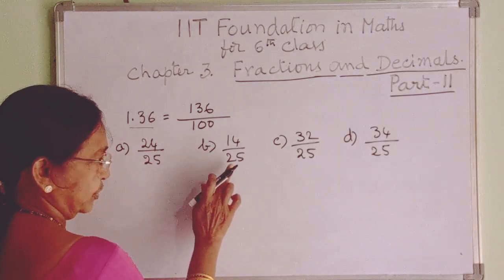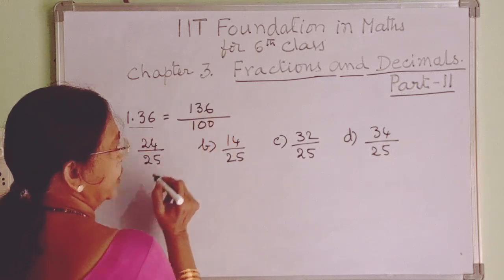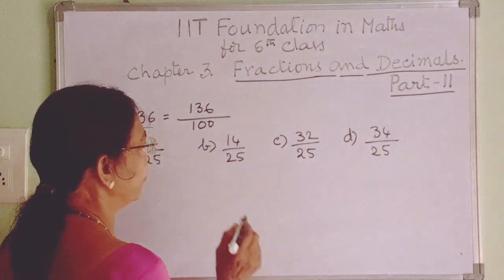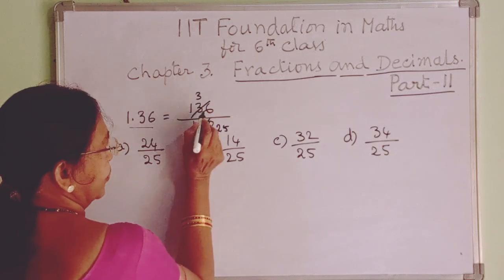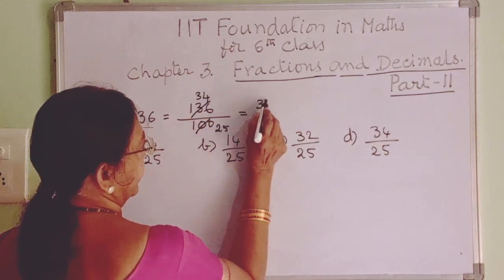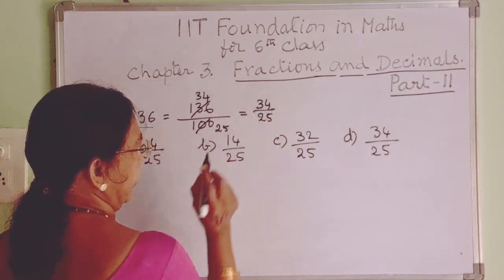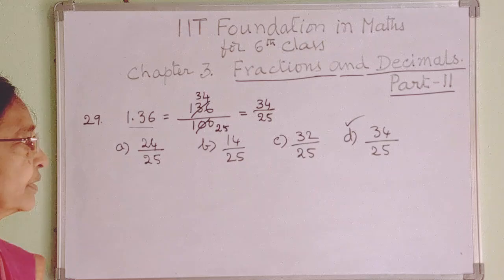But we want 25 in the denominator. So let us divide both numerator and denominator by 4. 4 25s, 100. 4 3s 12. 4 4s 16. Therefore, this is equal to 34 by 25. 34 by 25. Option D is correct.